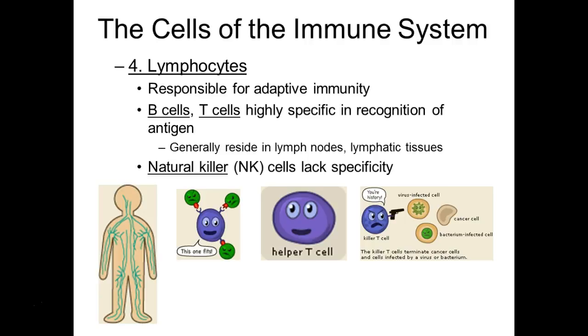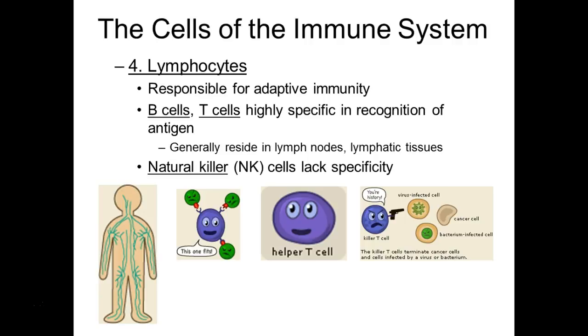Natural killer cells are also lymphocytes, but their difference is that they lack specificity. They can't specifically identify specific pathogens, where T cells and B cells can. But as their name implies, right, they're really good at killing when we need them to.